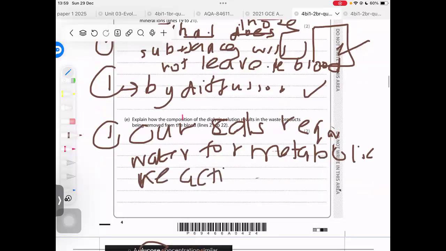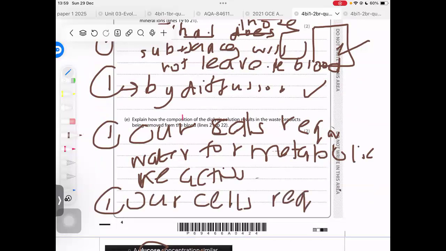And you can write another point. Our cells require glucose for respiration. So why are we going to excrete them? There's no point in excreting them, right? That is why we maintain the glucose concentration in the dialysis fluid similar to that of our blood, right?